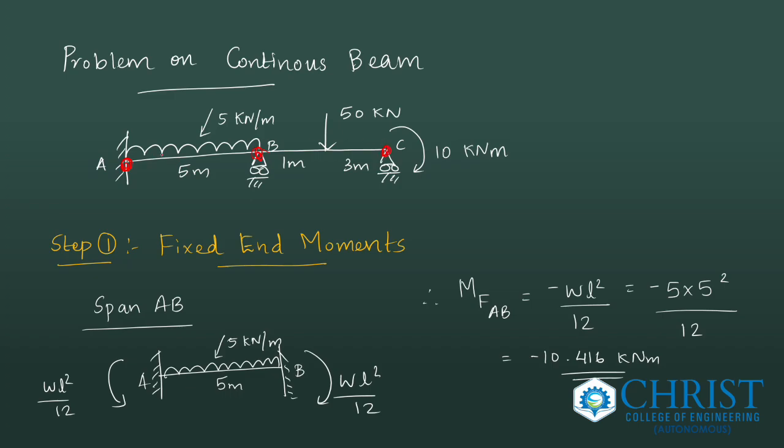But the load is acting as a UDL, right? 5 kilonewton per meter is a UDL. So I have to convert this UDL into some load that is acting on the joints. That means an equivalent load acting on the joints.